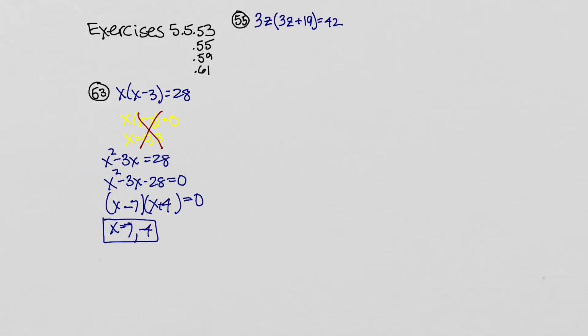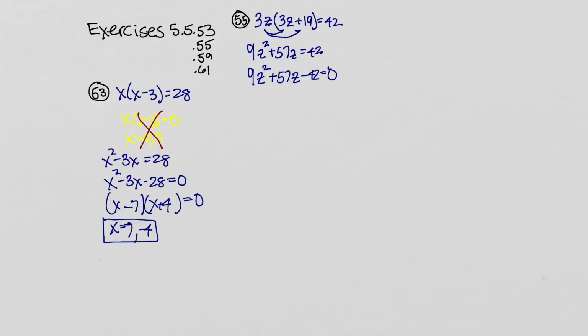Now, number 55 is pretty much like 53, just with some bigger numbers. So we're going to have to multiply through here. So we're going to multiply here and here, right? Let's get rid of the parentheses. Now, this is equal to 42, not 0. If it was 0, we could just read off our solutions as 0 and negative 19 over 3. But it's not, so we'll have to multiply. So we'll get 9z squared plus 3 times 19 is 57z. That's equal to 42. Let's subtract the 42. So we'll get 9z squared plus 57z minus 42 equals 0.